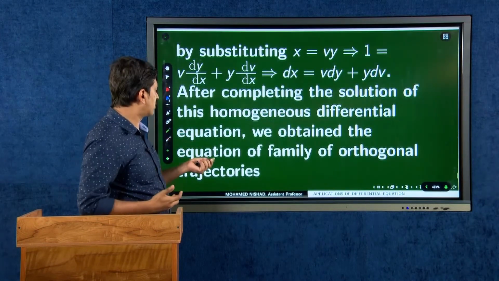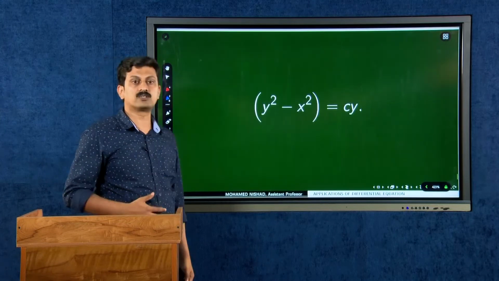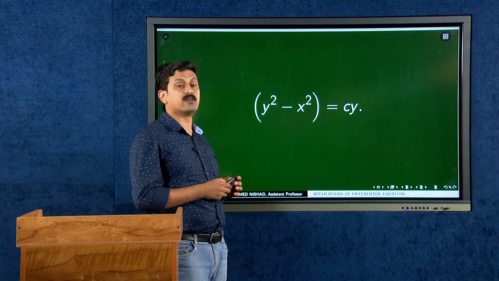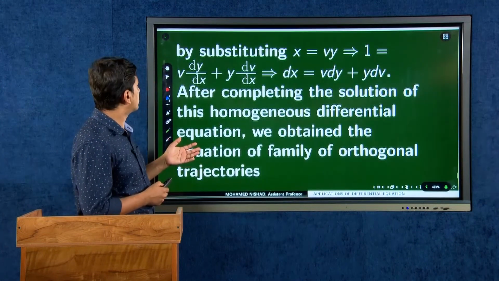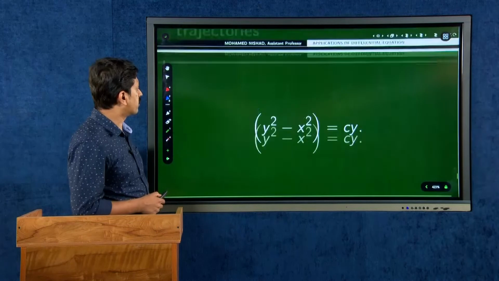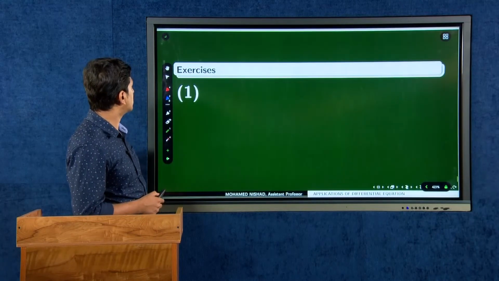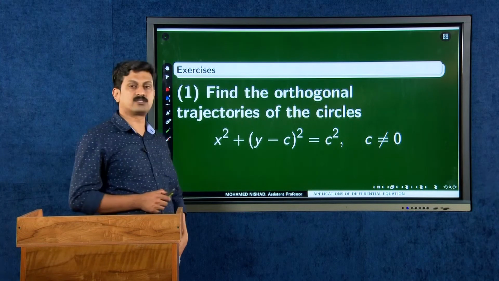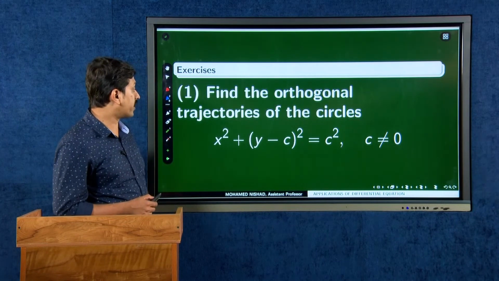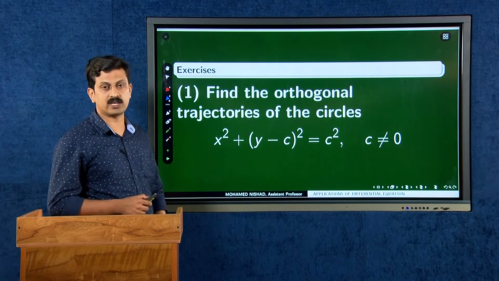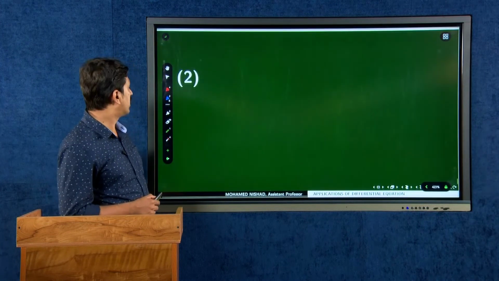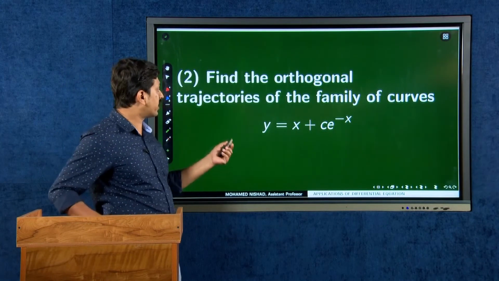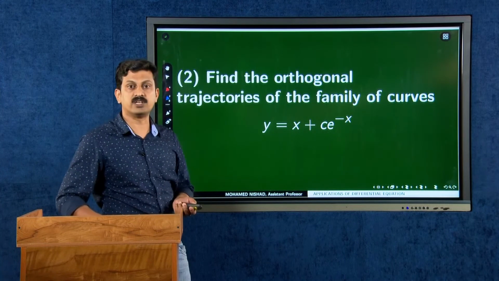While solving that one, finally you will get the curve as y square minus x square is equal to c y. That is the orthogonal trajectories of the given family of curves. I am giving one more question to you as an exercise. Again, find the orthogonal trajectories of the circles x square plus (y minus c) square is equal to c square, for c not equal to 0. Again, find the orthogonal trajectories of the family of curves y is equal to x plus c e raised to minus x.